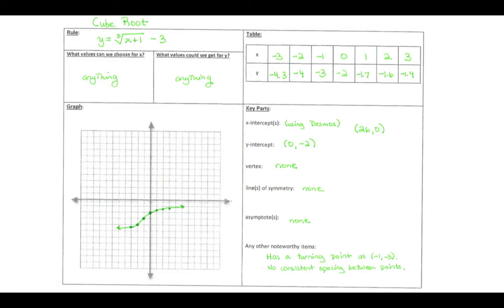All I really could see is that, especially in Desmos, it felt like (-1, -3) was some kind of a turning point where it was sort of swooshing up from kind of like an underhand curve, and then it switched to like an overhand curve. So there's a weird kind of turning point. Again, no consistent spacing, just lots of weird decimals.